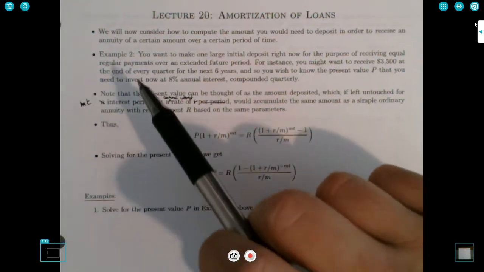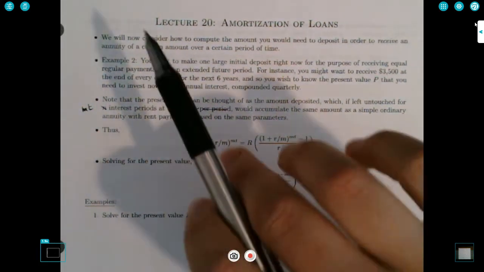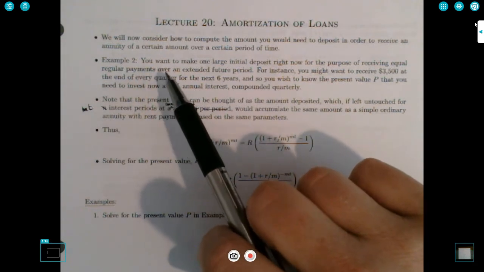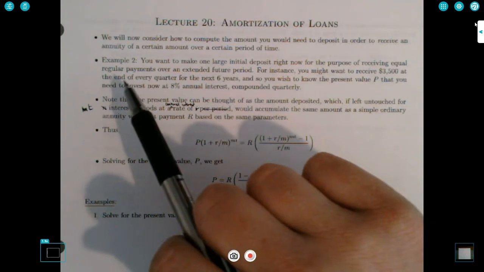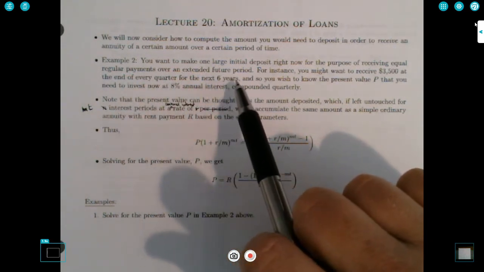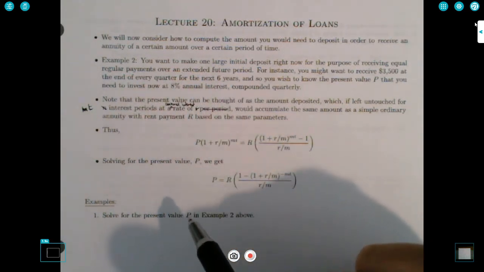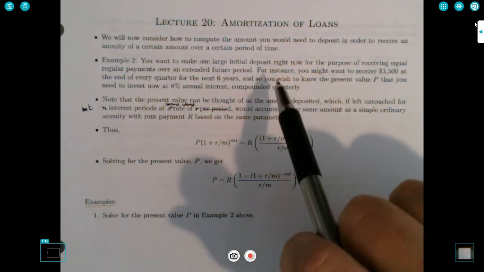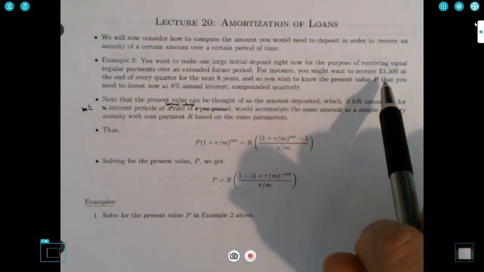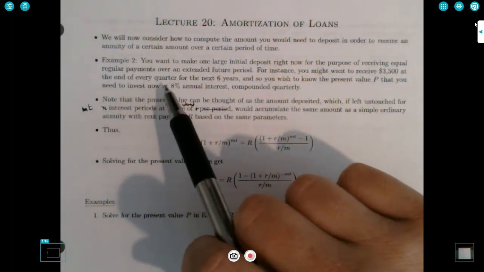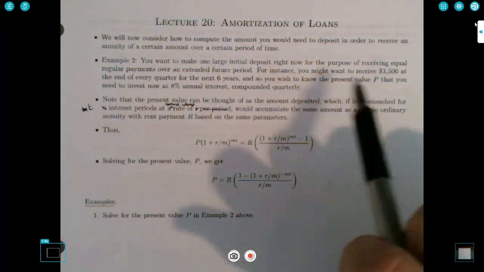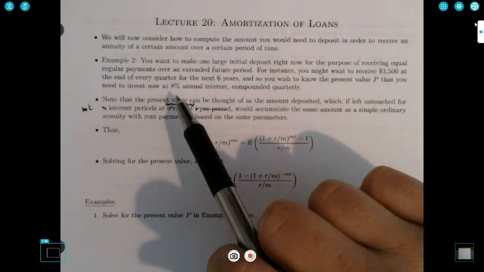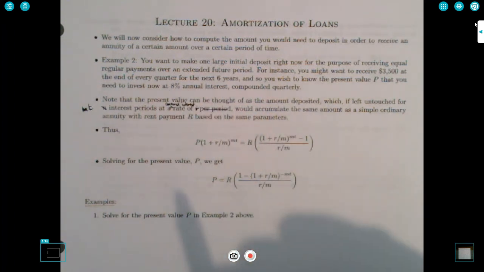So the example was this, just to jog our memory. You want to make one large initial deposit right now for the purpose of receiving equal regular payments over an extended future period. This would be like if you won the lottery or something. So for instance, you want to receive $3,500 at the end of every quarter for the next 6 years, and so you wish to know the present value P that you need to invest now at 8% annual interest compounded quarterly.